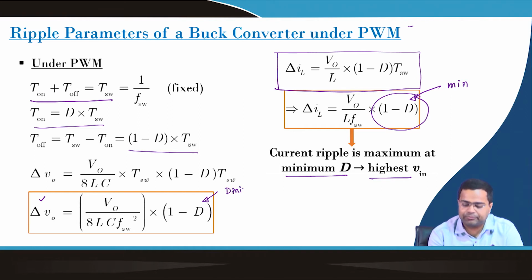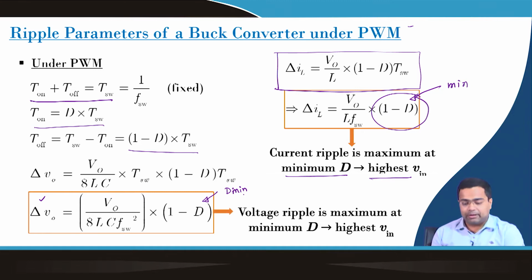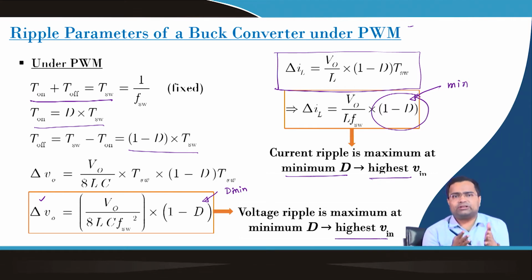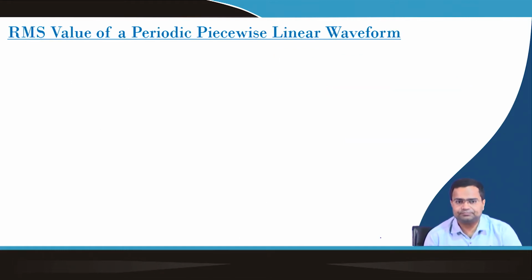We are talking about minimum duty ratio, and that will be minimum when the input voltage is maximum, or the highest input voltage. So, the worst case voltage and current ripple that we have to consider corresponds to the highest input voltage condition.